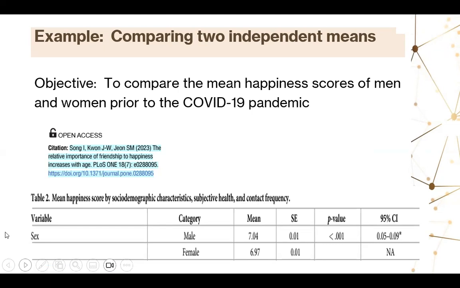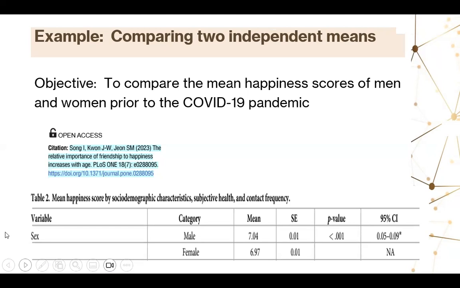So for the last one, we're trying to compare two independent means, meaning they're not related, they come from different groups. So let's say the objective is to compare the mean happiness scores of men and women prior to the COVID-19 pandemic. How were people before the pandemic struck? So this study by Sung Kuhn et al. showed this table, where mean happiness score was tabulated according to social demographic characteristics, subjective health, and other variables. So I got the one for sex.